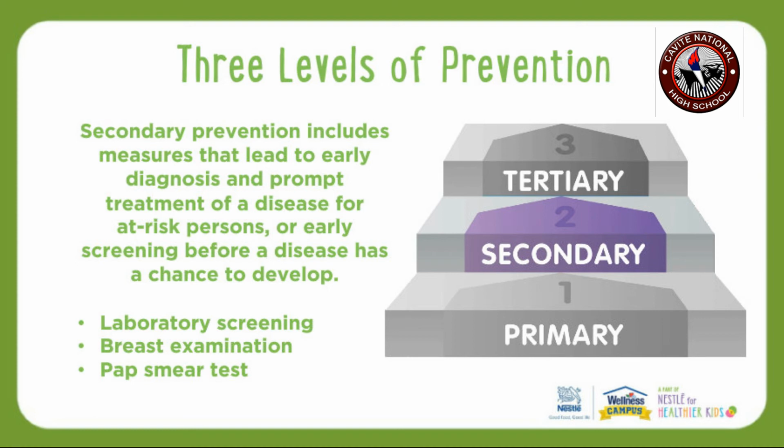Secondary prevention includes measures that lead to early diagnosis and prompt treatment of a disease. The goal is early detection or screening so a disease can be treated before it even shows very clear and severe signs and symptoms. Examples are laboratory screening for fasting blood sugar, breast self-examination, Pap smear test. What other secondary prevention methods are you familiar with?